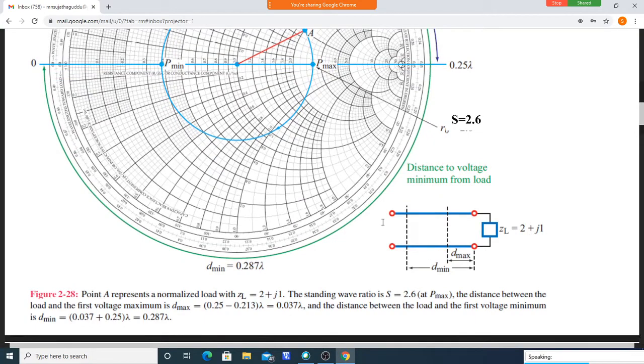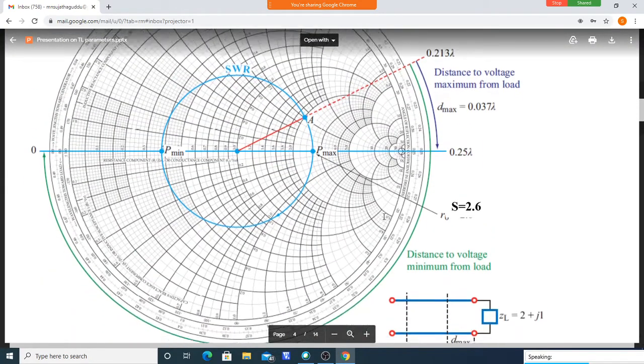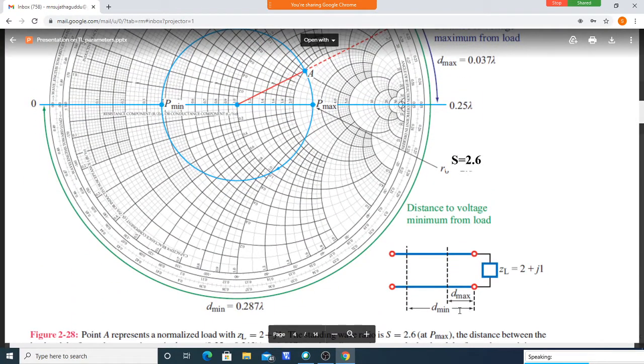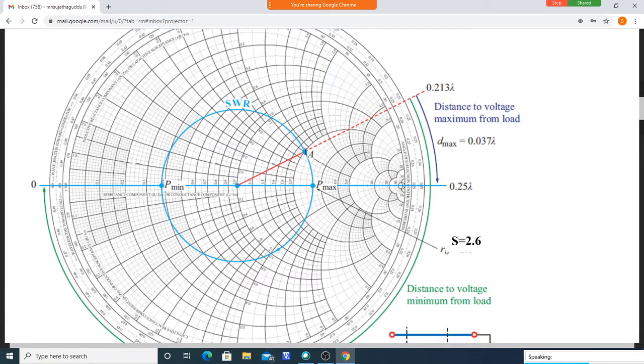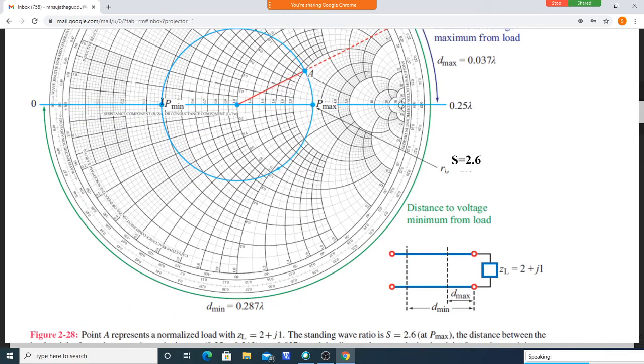Okay, and next they ask you to find d minimum also, at what distance the first minima is. So starting from the load, again you move like this, you reach maxima, the impedance changes, and once we move over the VSWR circle and reach the left side of the Smith chart, there occurs a minima. You stop here. So read whatever the impedance is here. That gives the R minimum.